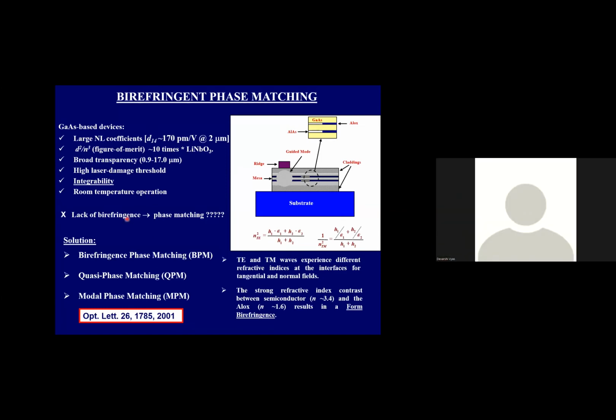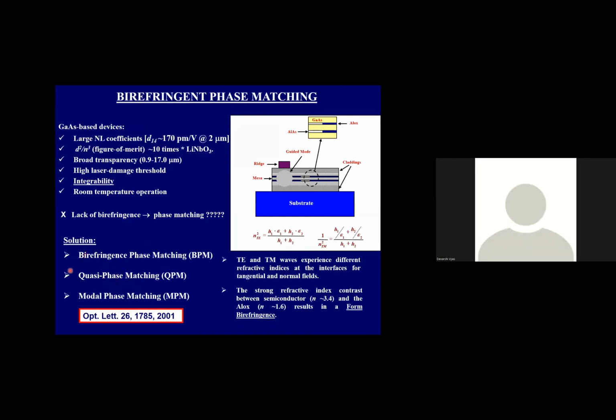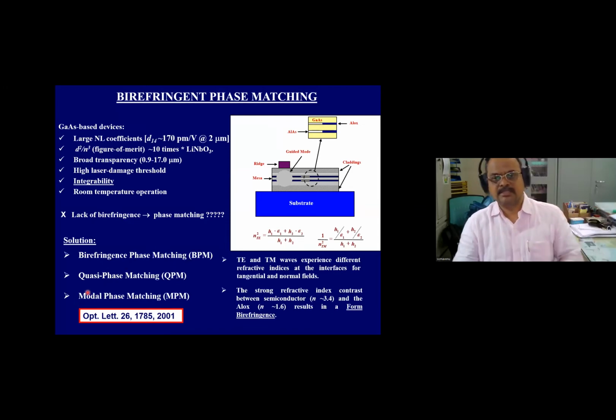So there is no dual refractive index. So what do we do? Then we induce what we call birefringence phase matching, or quasi-phase matching, or modal phase matching. These are artificial techniques to induce the phase matching.